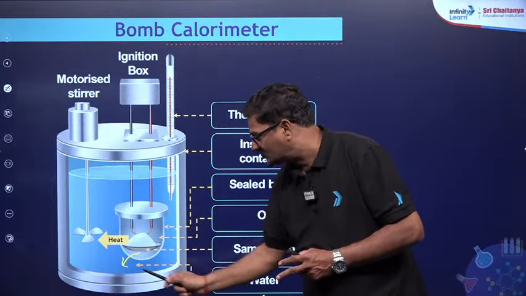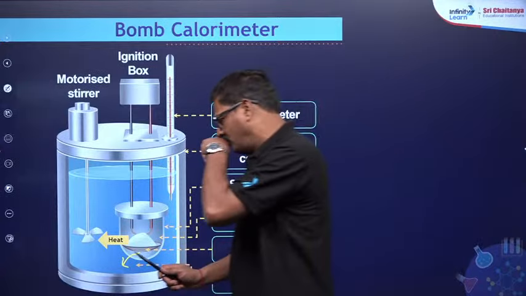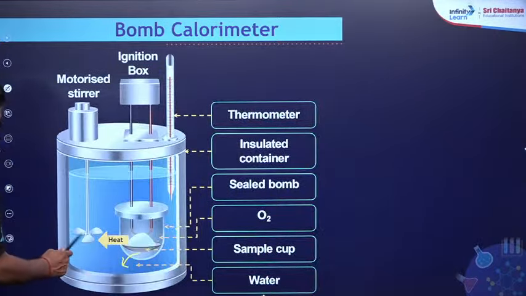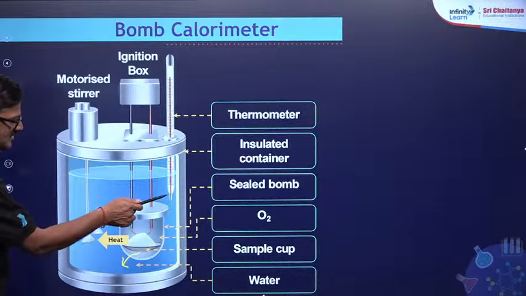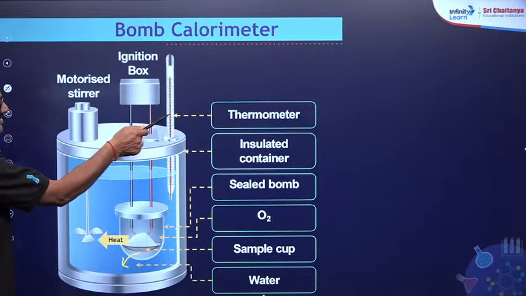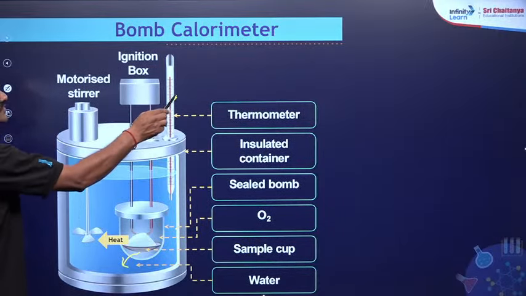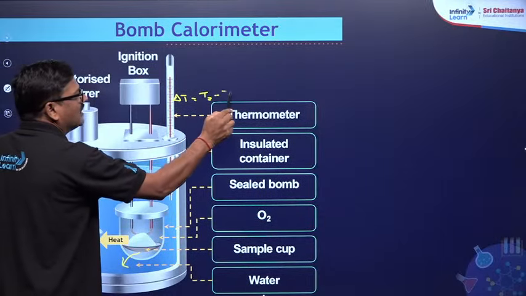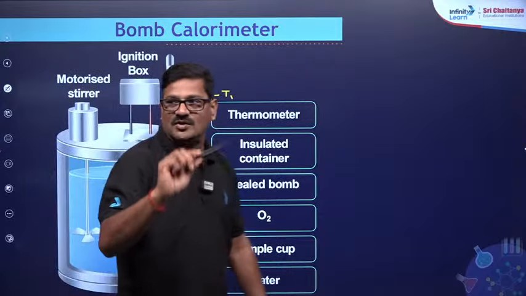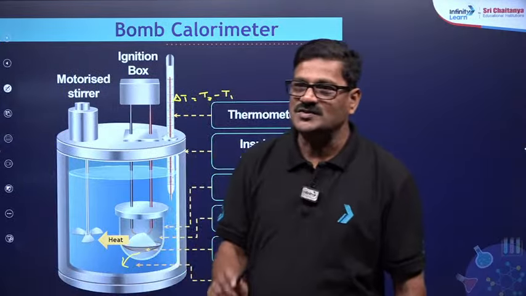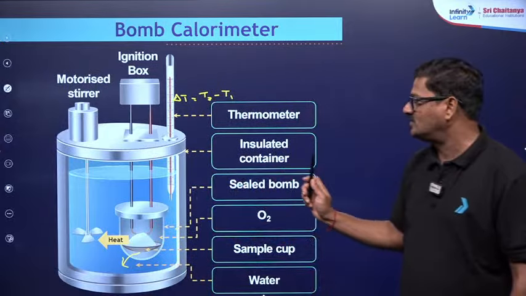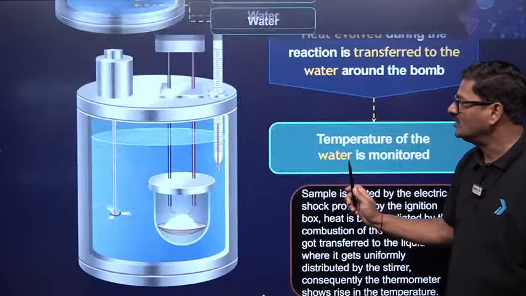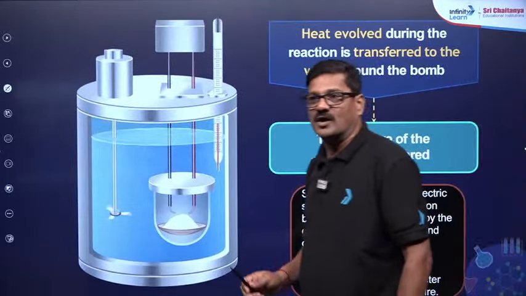Due to heat transfer, by using these paddles it is going to be homogenized, so that the temperature change is observed, that is going to be delta T equal to T2 minus T1. That only you have to measure. Once you measure that, you can find the heat evolved.